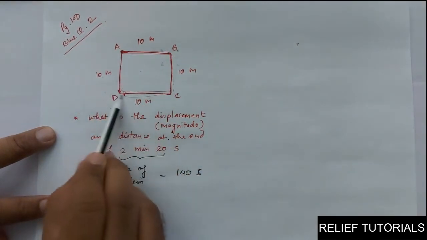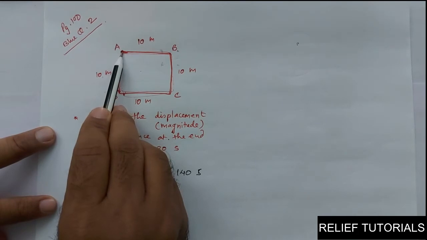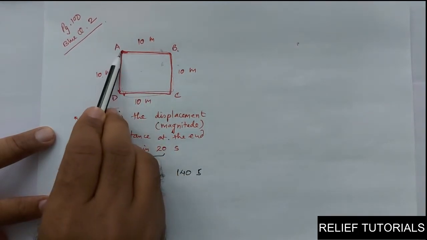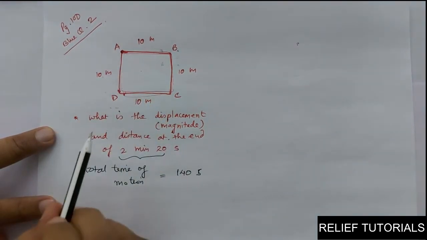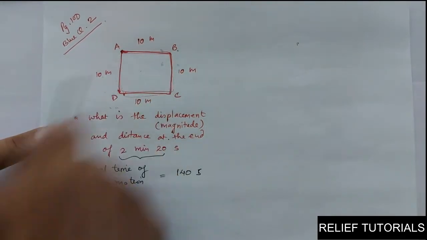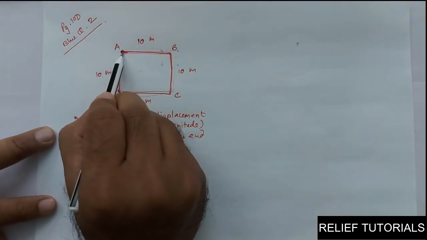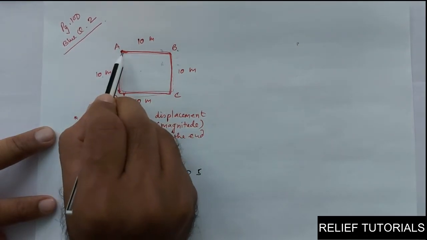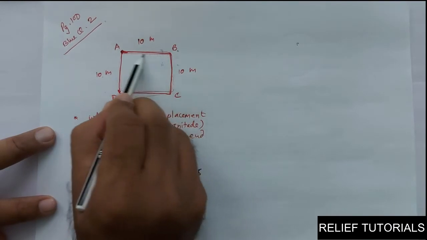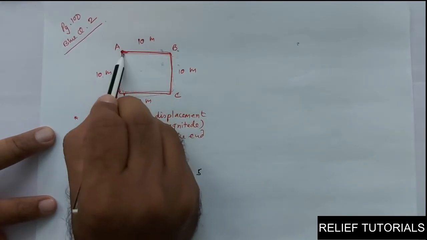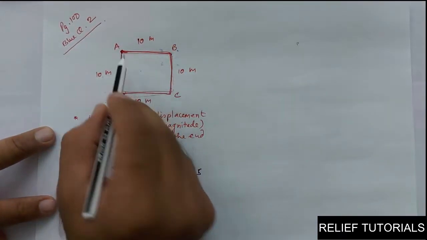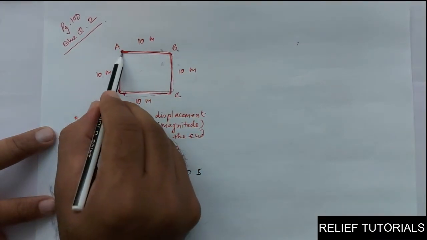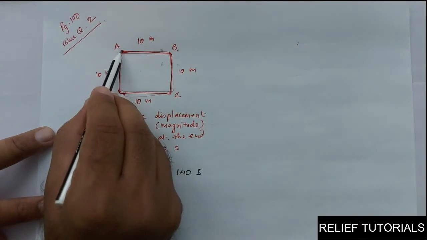So 40 seconds to complete one perimeter, and he keeps on moving. One more 40 seconds means 80 seconds and he completes two perimeters. Let me recap again. The farmer moves along the boundary of the whole field in 40 seconds, meaning 40 seconds to complete one perimeter. Then what is the time required to complete only one side? 10 seconds for each side, because it's a square field. So 4 sides of 10 seconds is 40 seconds, which means one perimeter.